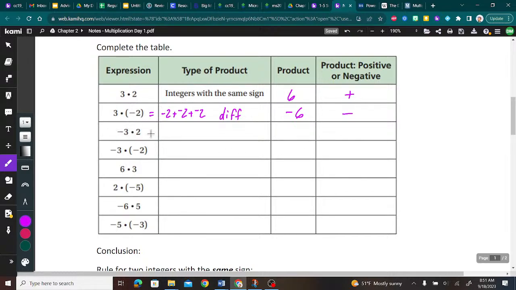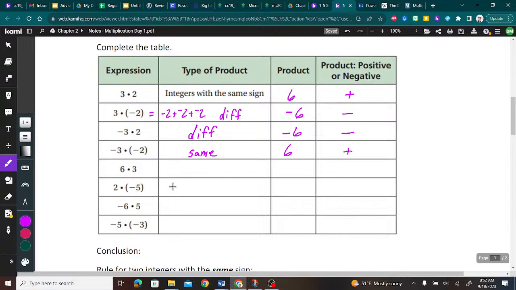Well, this next one says the opposite of 3 times 2. So if 3 times 2 is 6, the opposite of 6 is negative 6. And notice that those are different signs, and the product was negative. Then here we have the opposite of 3 times negative 2. Well, 3 times negative 2 was negative 6, and we want its opposite, so that's a positive 6. So we had the same signs, and we had a positive.